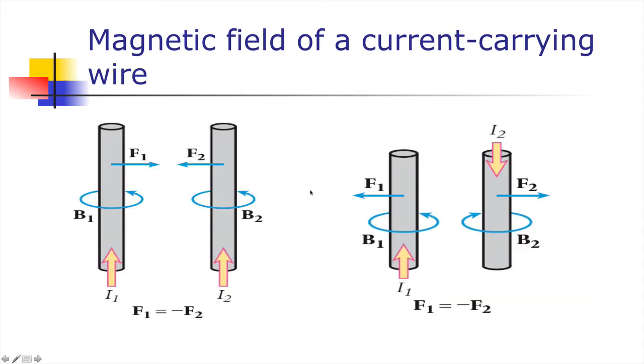Okay, so once again, like we already mentioned, if you have two parallel current carrying wires, if the currents are moving in the same direction, then there will be an attraction force. But if the currents are in opposite directions, then the forces are repulsion.